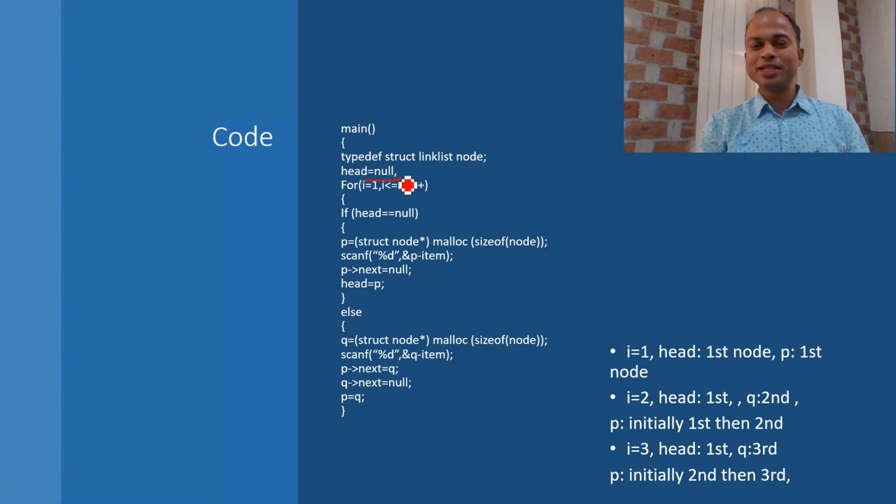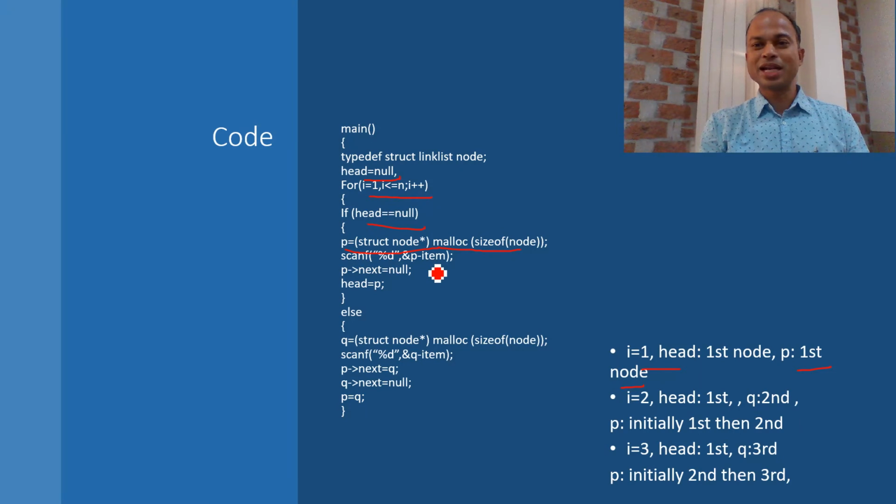Head initially contains null. I mean at this moment our linked list is empty, and we have a loop for i equals 1, i less than or equal to n, i plus plus, because we want to create n number of nodes. So initially we have set head equals to null. When i equals 1, head will be null. In this case a new node is created, and whatever node is created, we copy the address of this node into the pointer p. So at i equals 1 we have created the node, and p contains the address of the first node.